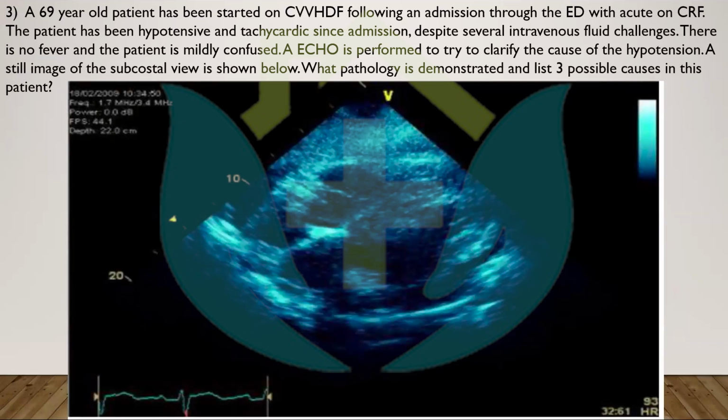There is no fever. The patient is mildly confused. Echo is performed, trying to clarify the cause of hypotension. Subcostal view images are shown below. Demonstrate 3 possible causes in this patient.